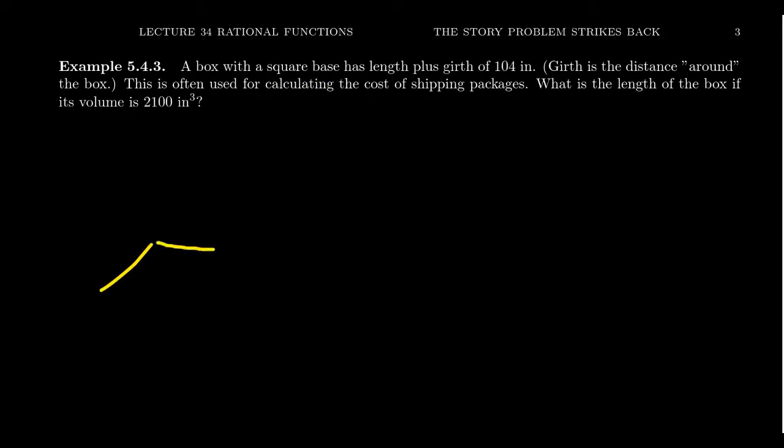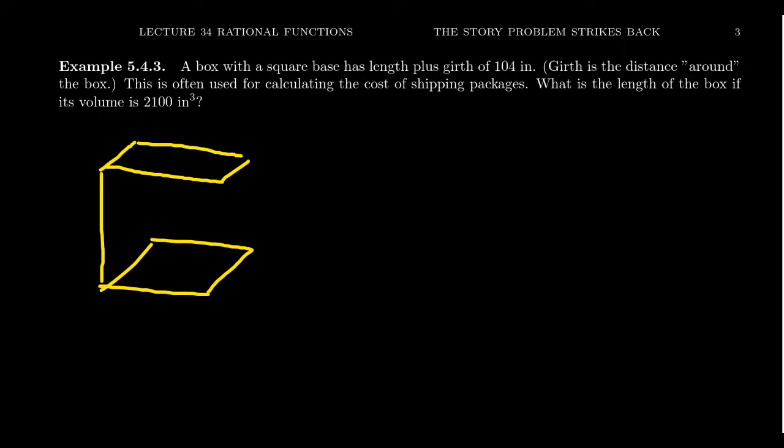So we have some square base, and then some height to it. We don't necessarily know what that is yet. The bottom is a square. And maybe I'll add some little dashes here so that you feel like this is transparent now. So we have this square base. Let's say it's x by x right there, and then the height is something, which we'll call y for the moment.